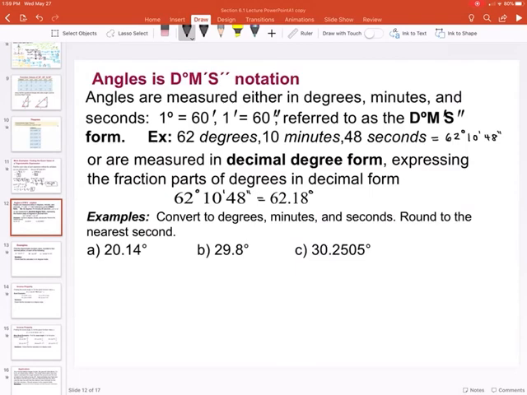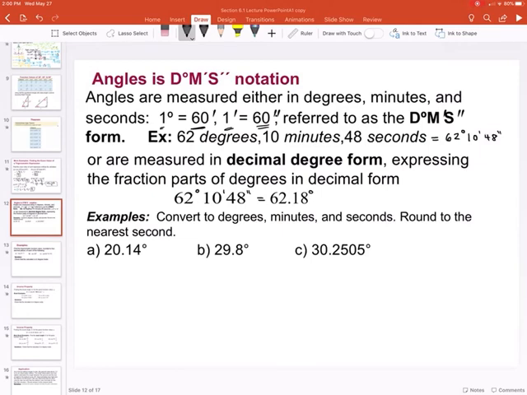What we've got to remember is the conversion factors. Remember that 60 minutes make a degree, and 60 seconds make a minute. If you remember that, you can easily convert back and forth between the two, from decimal to minutes and seconds, and back to decimal. So again, what do we mean by DMS notation? 62 degrees, 10 minutes, 48 seconds.